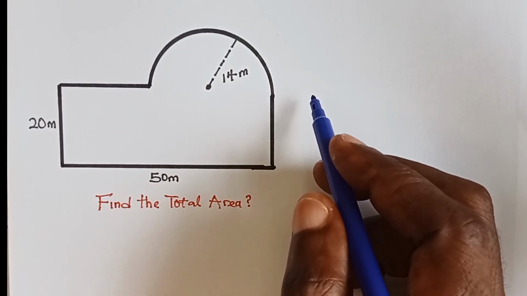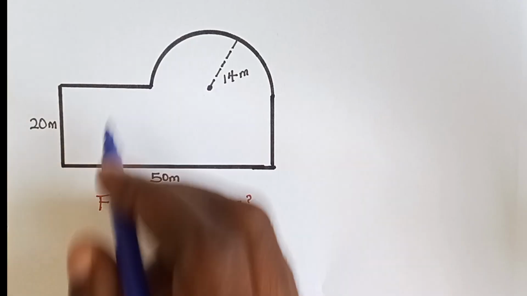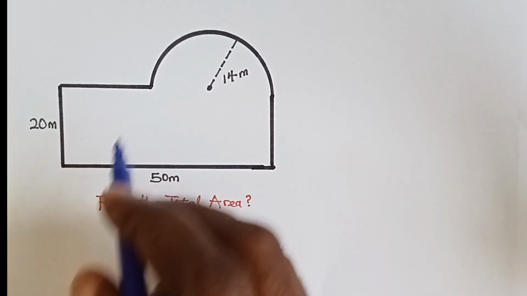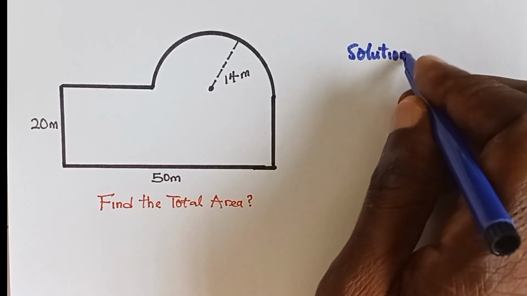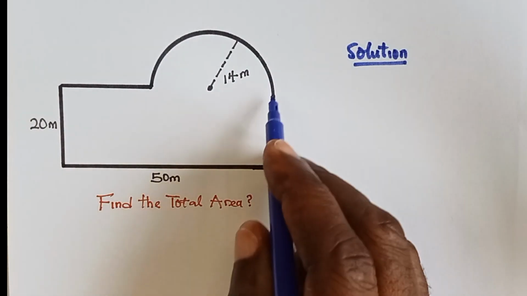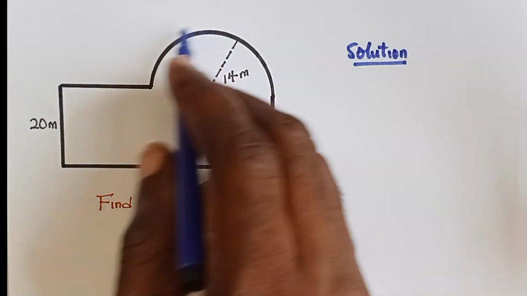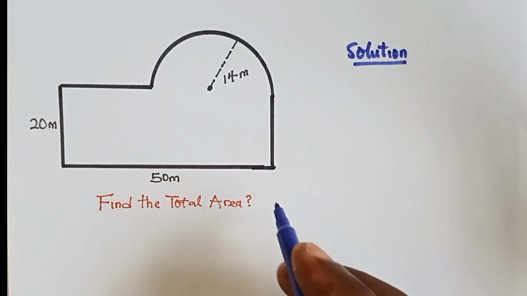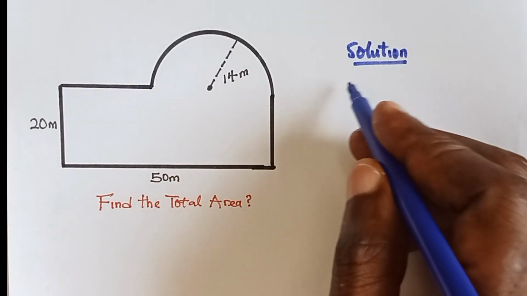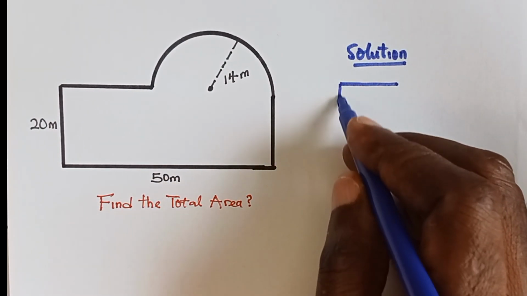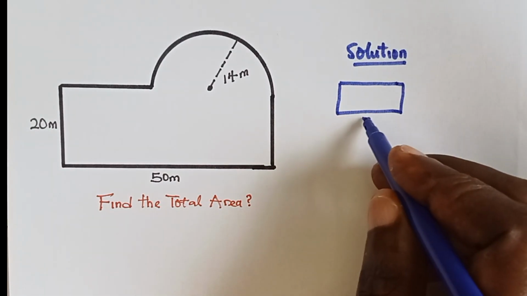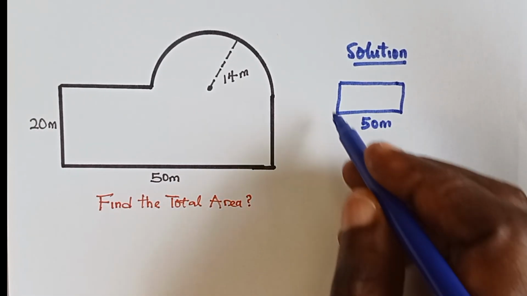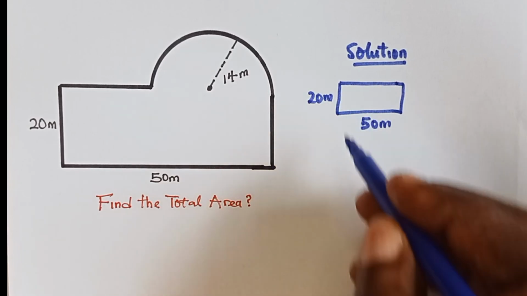Now let's solve the total area of this shape together, right? Of this plane shape. That shape is made up of two plane shapes. We have a rectangle and we have a semicircle, right? The dimension of the rectangle is this. Let me draw the rectangle we have. This is the rectangle we have, and it is 50 meters by 20 meters.